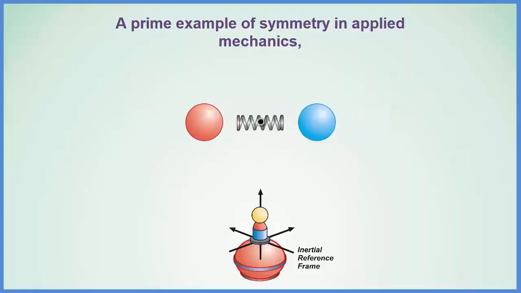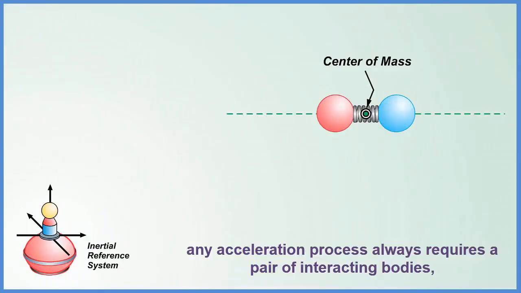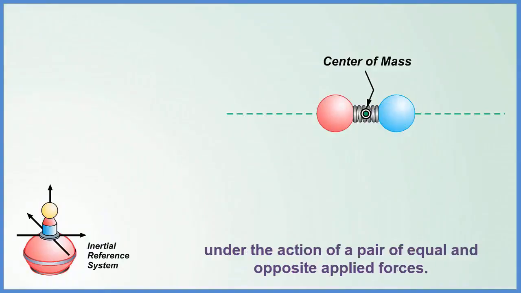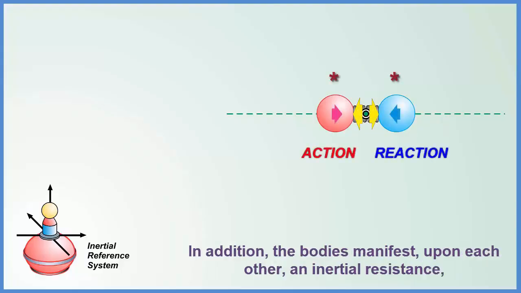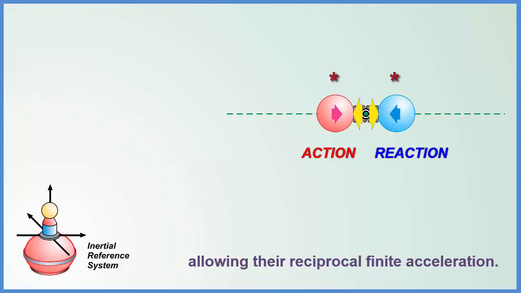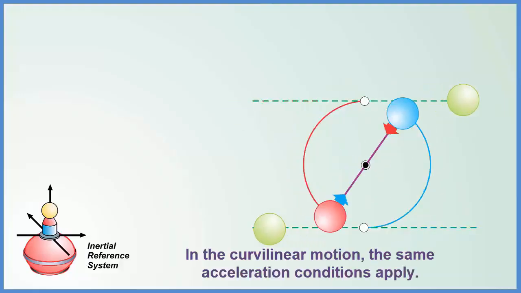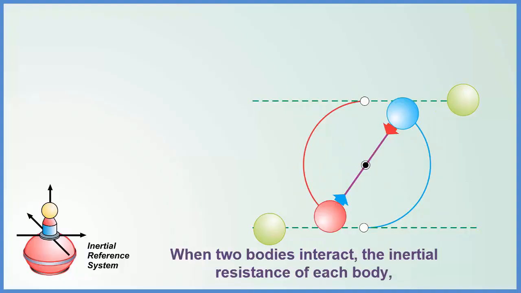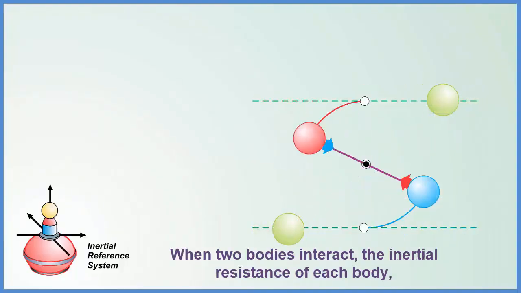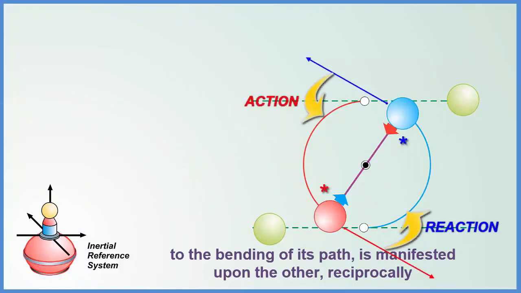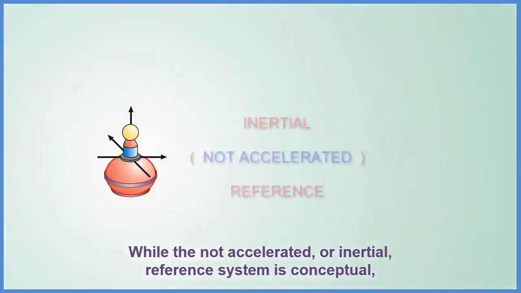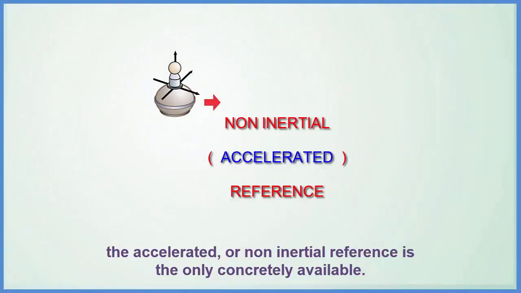A prime example of symmetry in applied mechanics, any acceleration process always requires a pair of interacting bodies, under the action of a pair of equal and opposite applied forces. In addition, the bodies manifest upon each other an inertial resistance, allowing their reciprocal finite acceleration. In the curvilinear motion, the same acceleration conditions apply. When two bodies interact, the inertial resistance of each body to the bending of its path is manifested upon the other reciprocally.